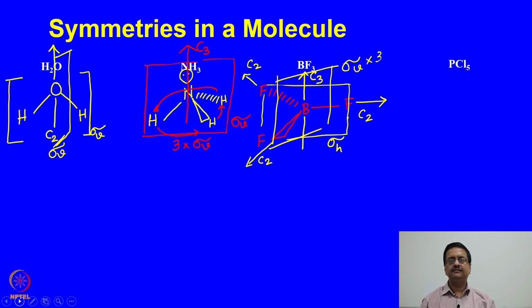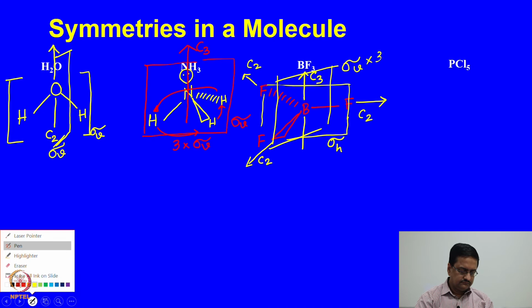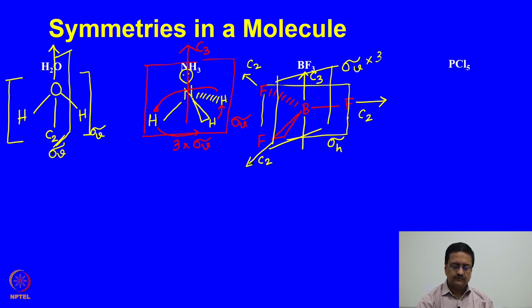Now, let us see the next molecule, which is PCl5. What is the geometry of PCl5? We should draw it appropriately. We have phosphorus, 1 chlorine in the plane of the board, then 2 chlorines above the plane and below the plane of the board, and then 2 chlorines on the plane of the board, but above and below the plane containing the other 3.